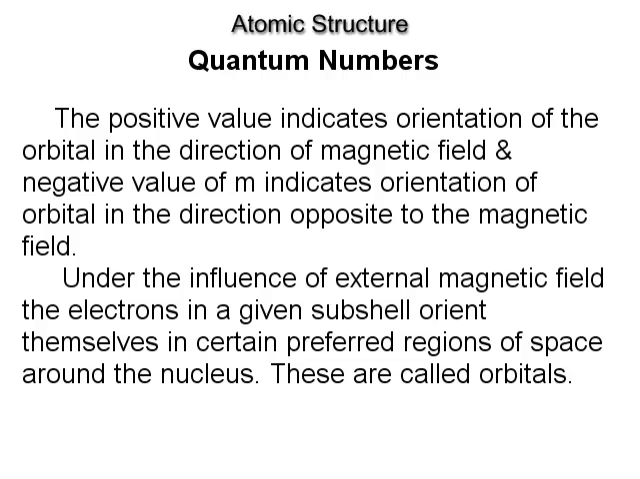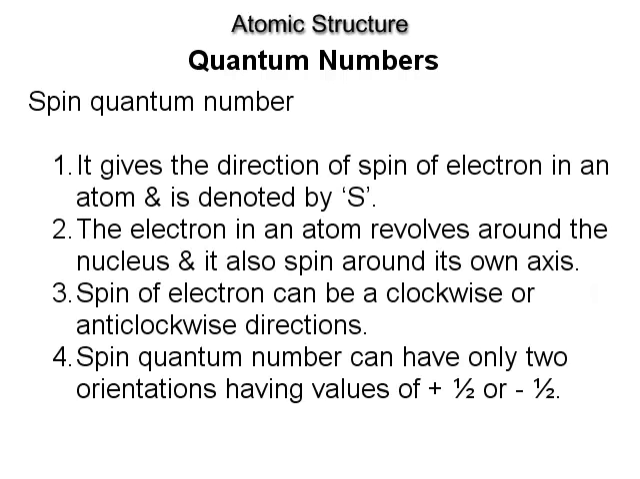Under the influence of an external magnetic field, the electrons in a given subshell orient themselves in certain preferred regions of space around the nucleus. These are called orbitals. Spin quantum number.